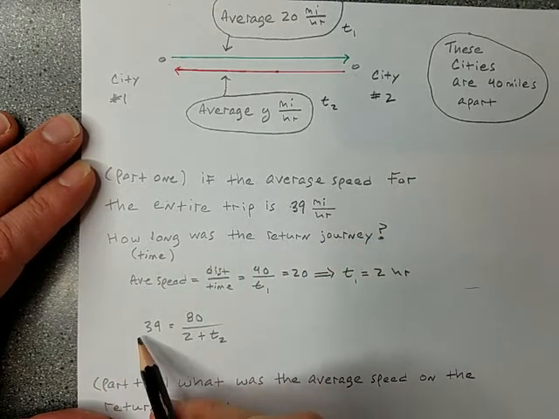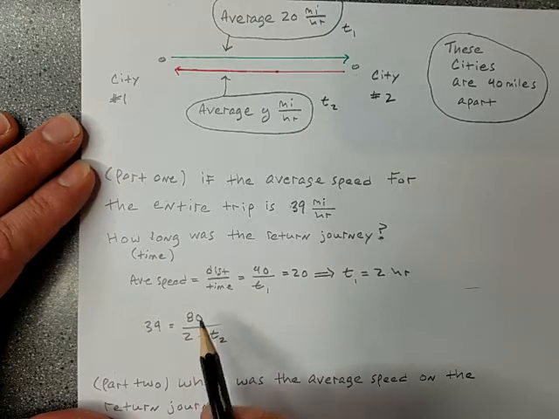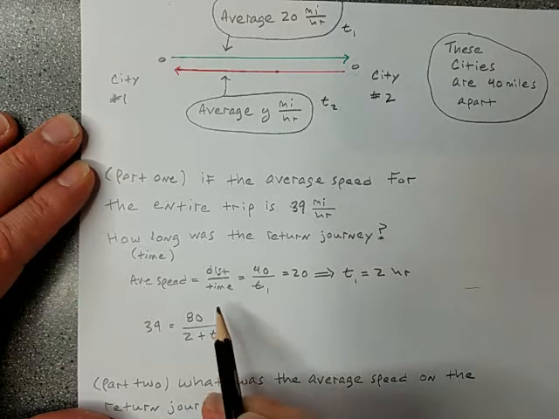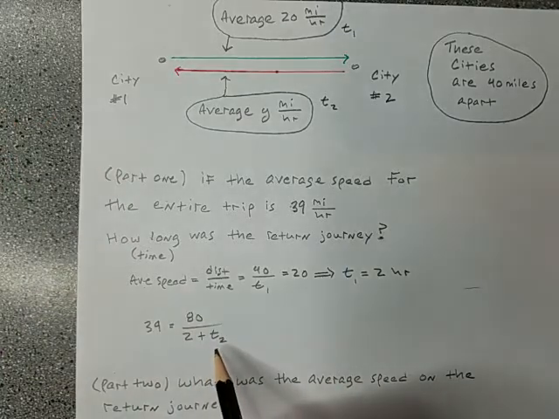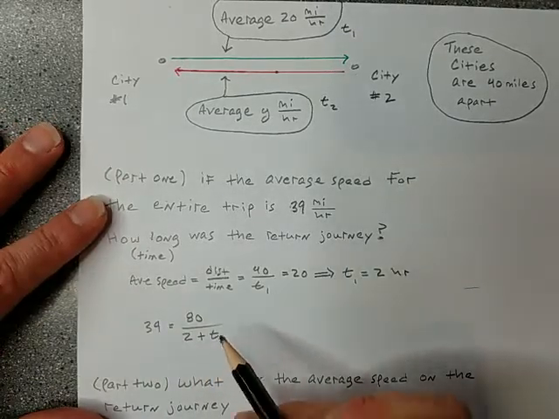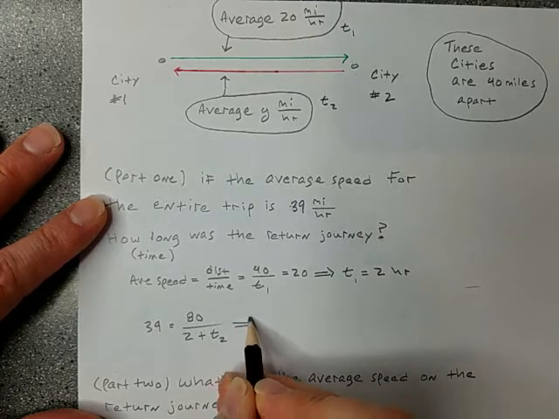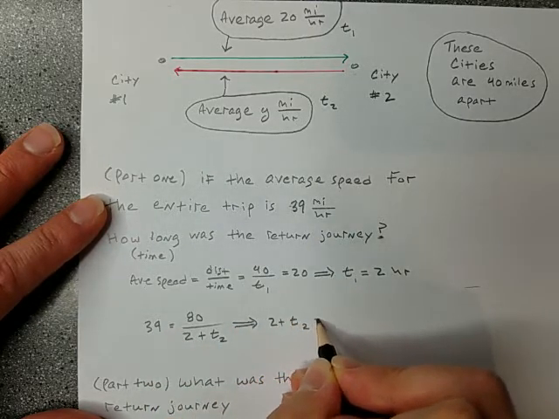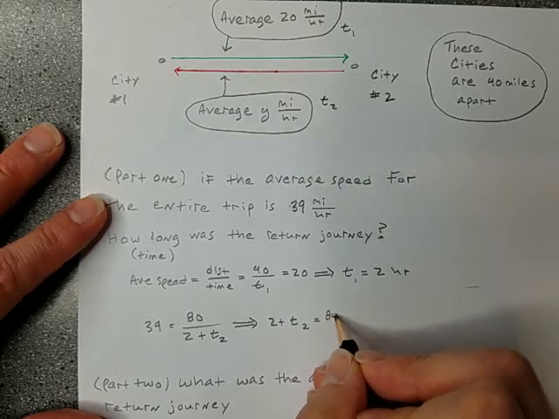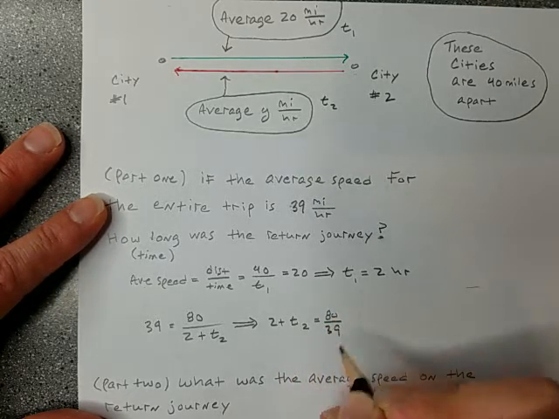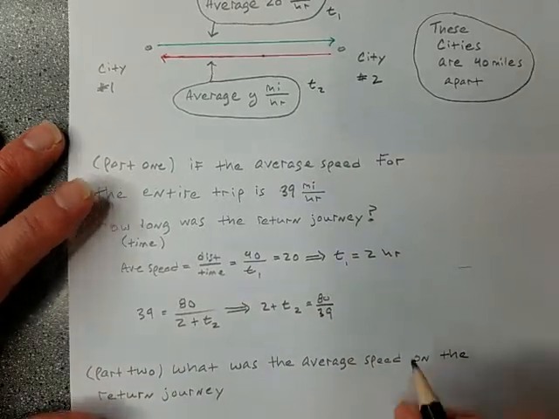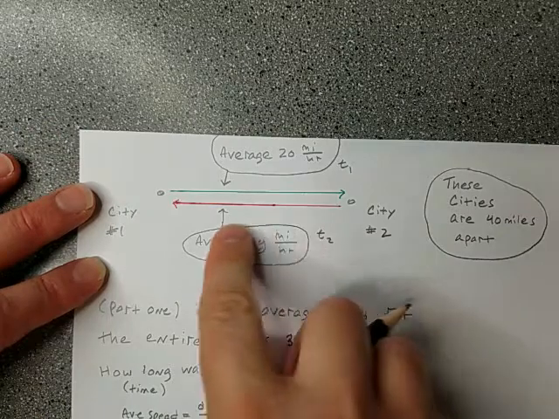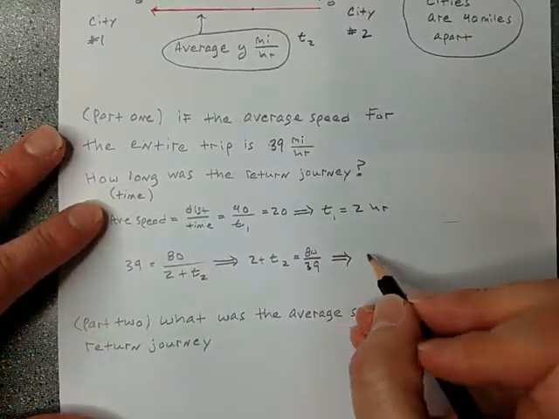We know the average speed for the return journey. We know that that's the total distance over the total time. The only element of this equation is we don't know the time for the return journey, okay? So if we do a little multiplying, we can get 2 plus T2 is equal to 80 over 39, okay? And then we can solve for T2, the length of time on the return journey, by just subtracting.